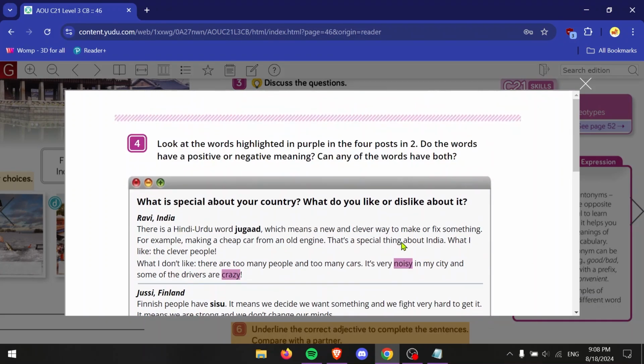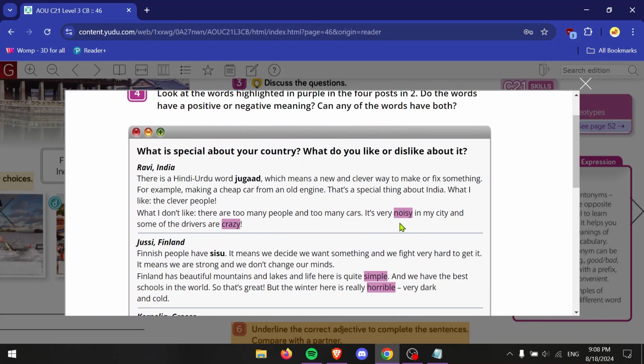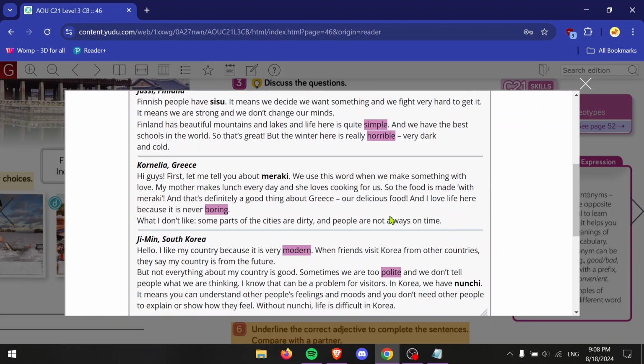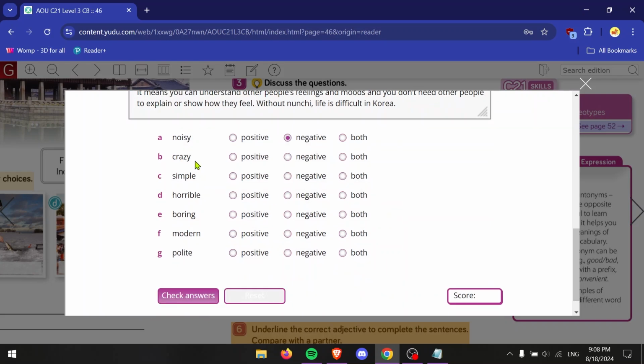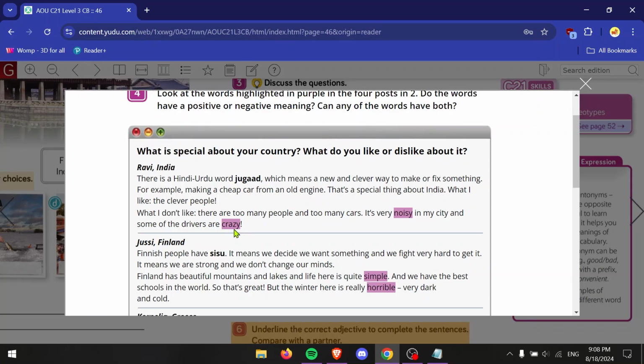All right, so now let me do it and then we can check answers together. What I don't like, there are too many people and too many cars. It's very noisy in my city and some of the drivers are crazy. It's very noisy in my city. It is here said in a context that is negative. I don't think anyone likes being in a very noisy city. So noisy will be negative. Some of the drivers are crazy. Again, this is someone complaining that drivers are reckless, crazy. This is negative.